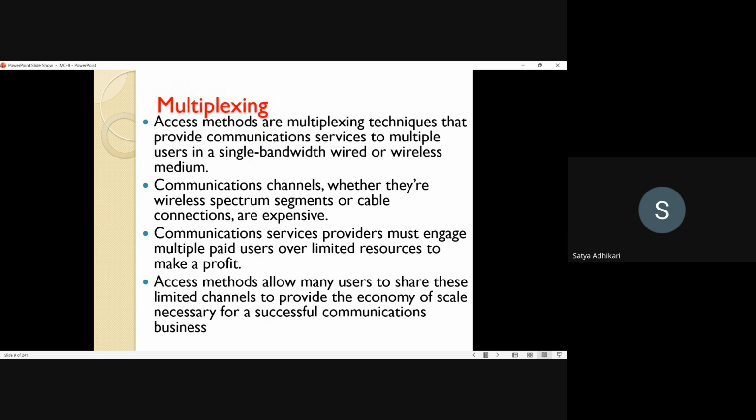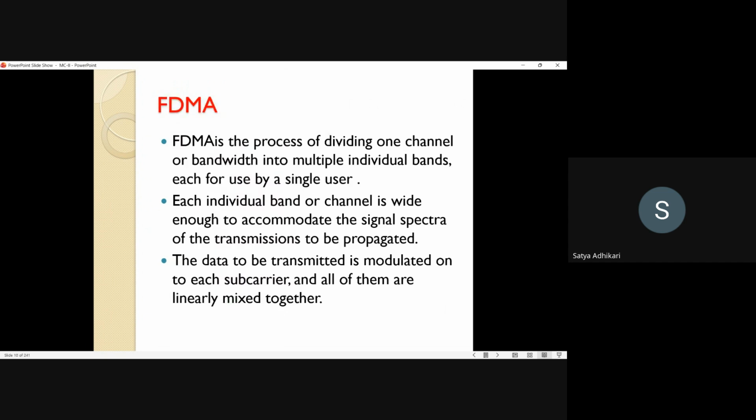So you know that in a single cable channel, many data come, even different data in different channels. So the first type of multiplexing method is FDMA, frequency division multiple access. As the name suggests, FDMA, frequency division multiple access, that is the frequency is divided.